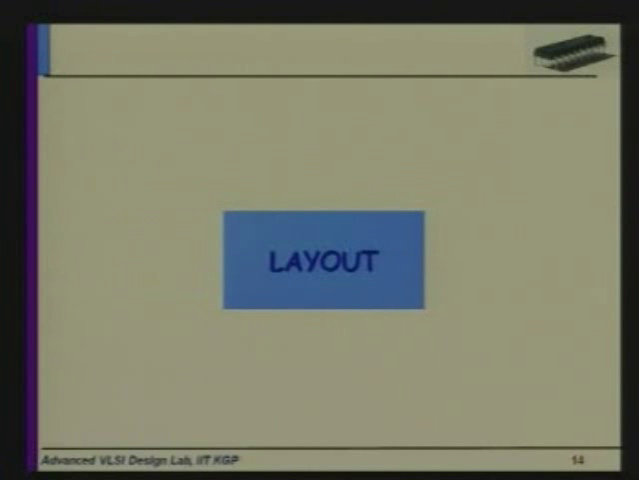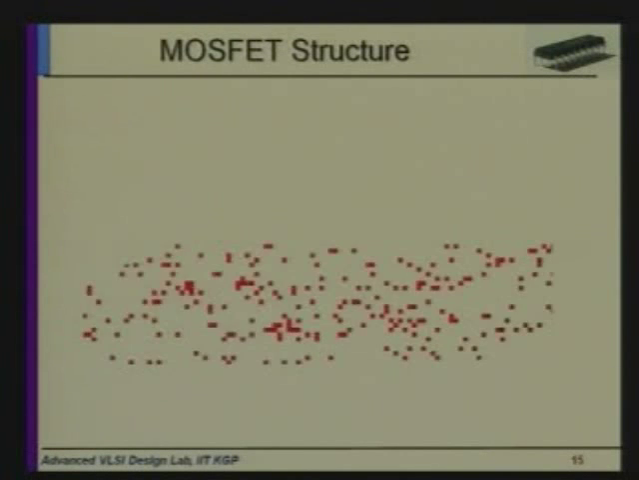Okay. Now the layout. So is it clear up to now? It's clear? Okay. So layout.